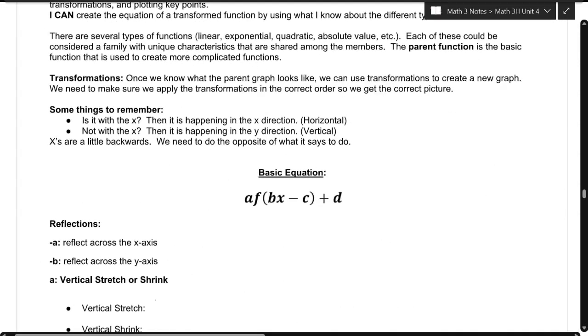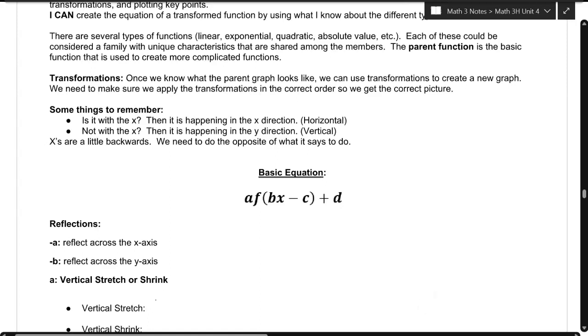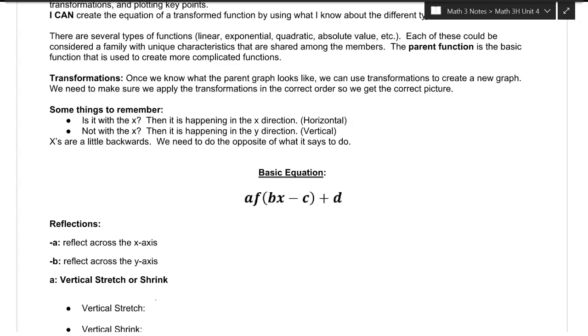All right, so let's start looking at our transformations. Some things to remember: if it's with x, then it's happening in the x direction, or horizontal. If it's not with x, then it's happening in the y direction, and it's vertical. The x is our little backwards. We need to do the opposite of what it says to do, so we're trying to get back to where it's just f of x. That's why we're doing it backwards. We're trying to get the things that are with x away from x so it's like the parent function.